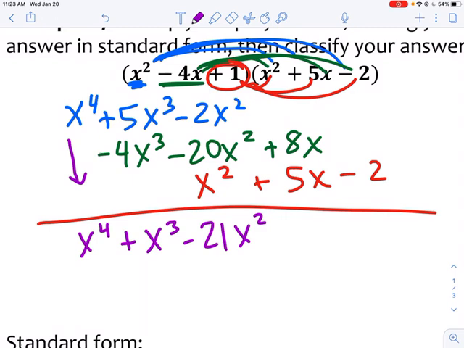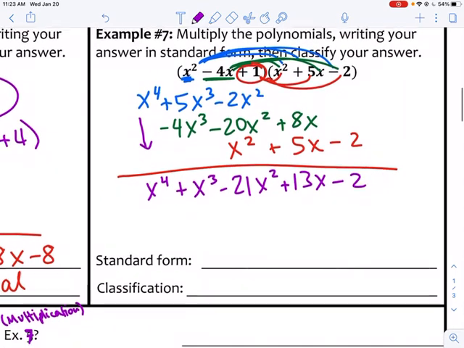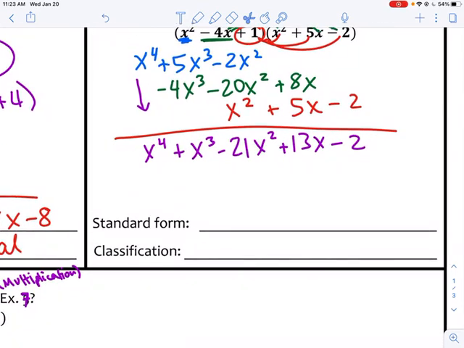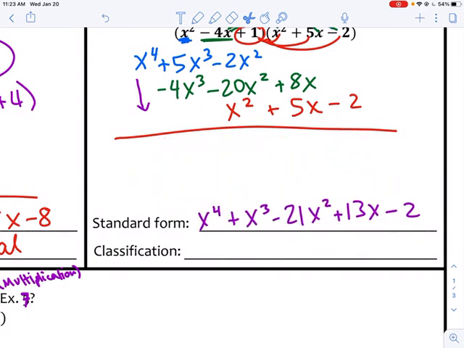And then 8 plus 5 to get us 13x, and then minus 2. So this would be our standard form here. Big old honking guy. Standard form. So first term is a 4, so that's going to make it a quartic. And then we definitely have more than 3 terms, so still just a polynomial.